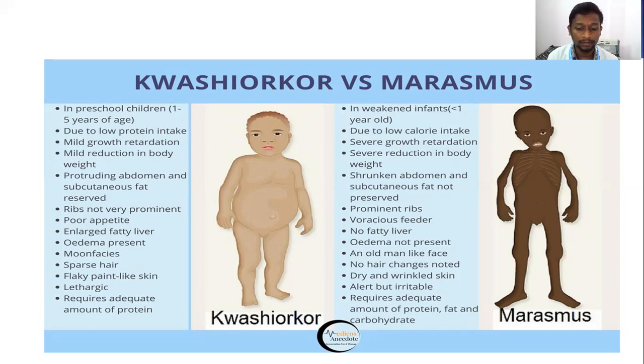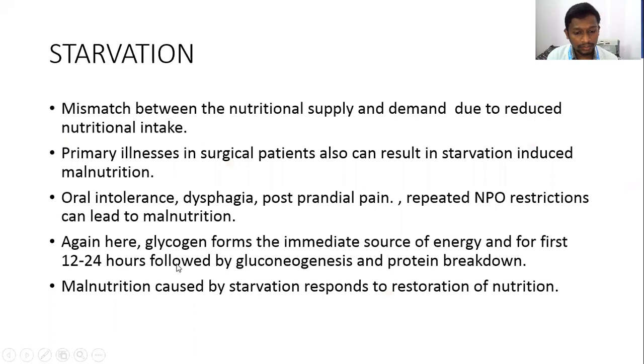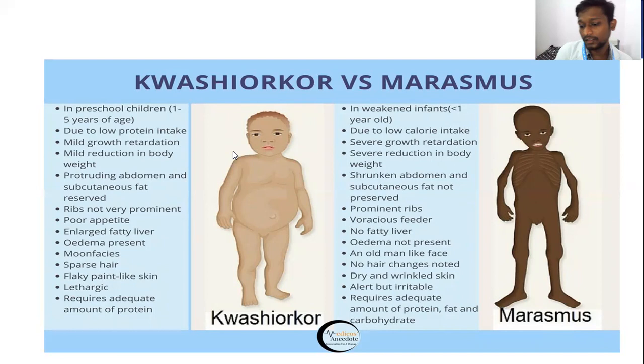This is what we were talking about, malnutrition caused by starvation responds to restoration of nutrition. In case of marasmus, it is in weakened infants less than 1 year old due to low calorie intake, total energy, it's not just the proteins. It's totally low. That is why you don't have the fat also, and there is no edema. That is why you see the rib cage protrude out like that, and even the cheeks have gone in. So, due to low calorie intake, severe growth retardation, severe reduction in body weight, shrunken abdomen, and subcutaneous fat not preserved. Therefore, you have prominent ribs here.